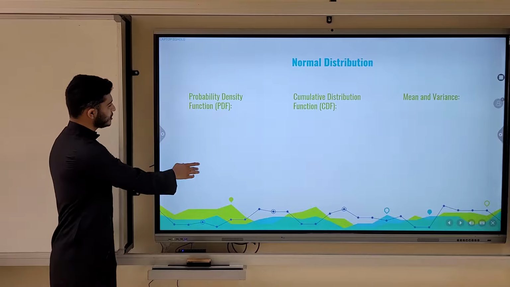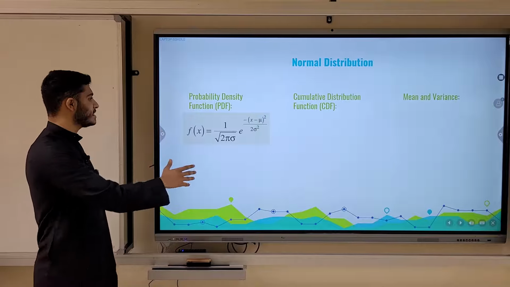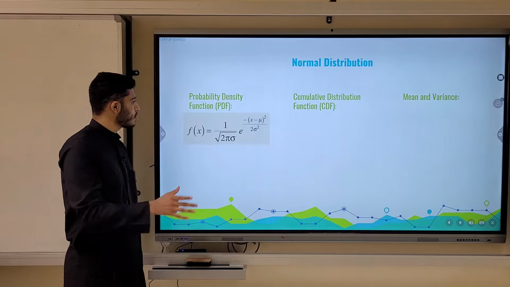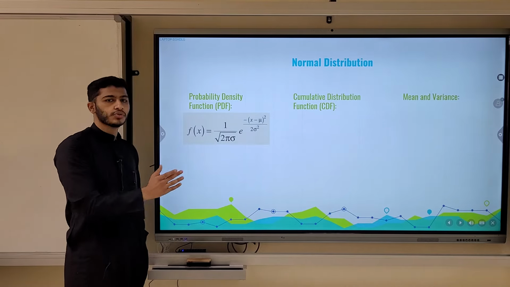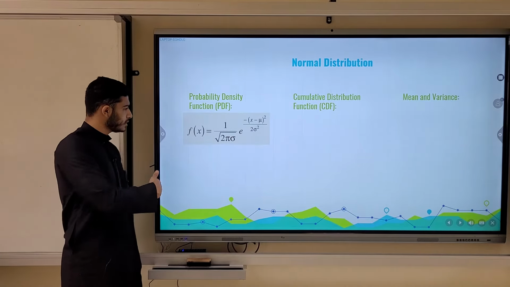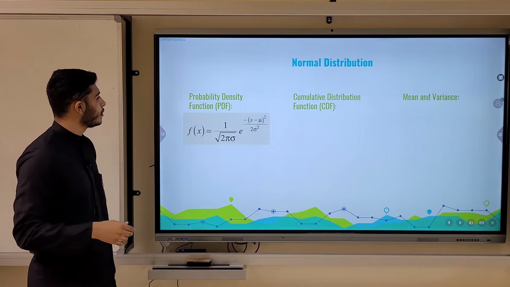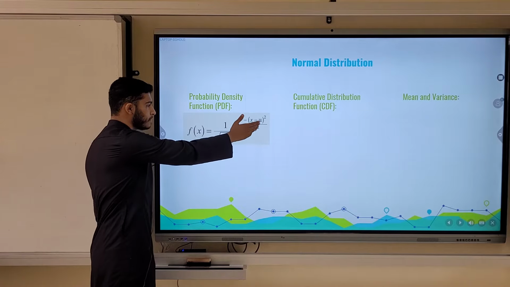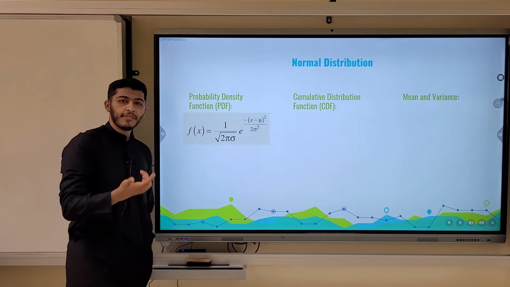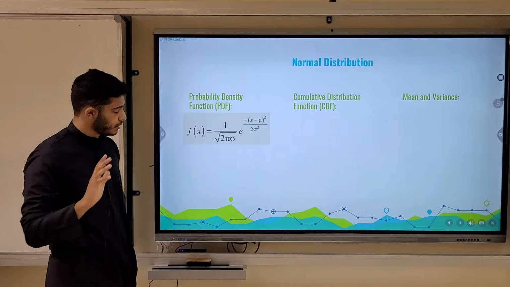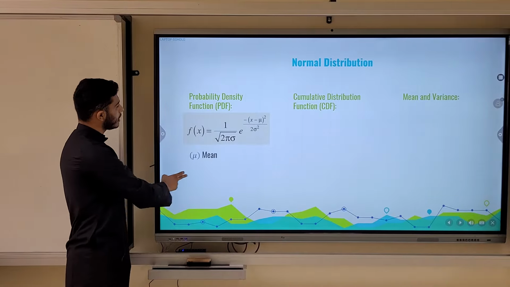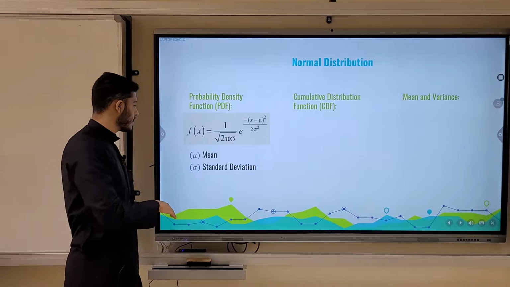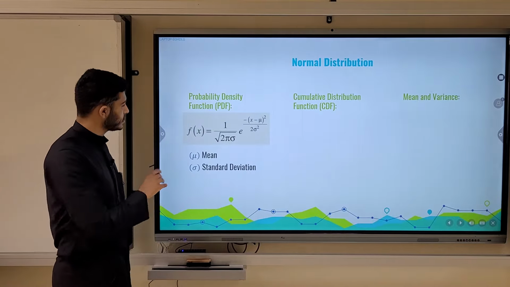The probability density function for the normal distribution is this one. It looks quite horrendous, and lucky us, we don't need to integrate it nor to deal with it whatsoever. Just look at it, know the parameters in it, and you're good to go. The parameters here are the sigma and the mu, the mean and the standard deviation. So the mean and the standard deviation are the parameters in this. If you change one, the distribution changes. If you change the other, the distribution changes. So this is it.